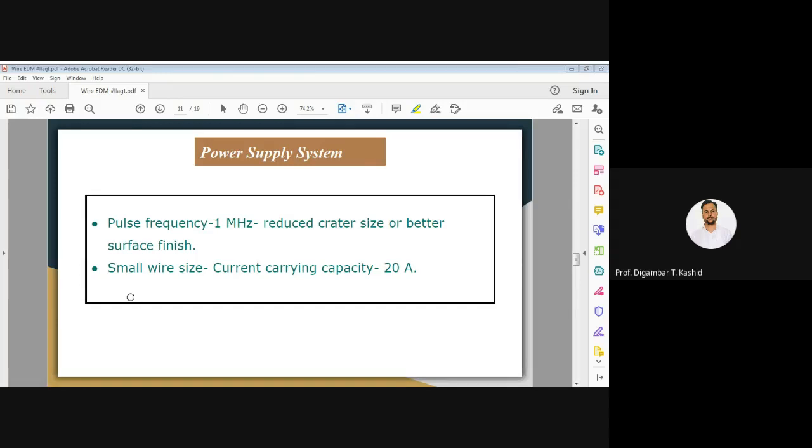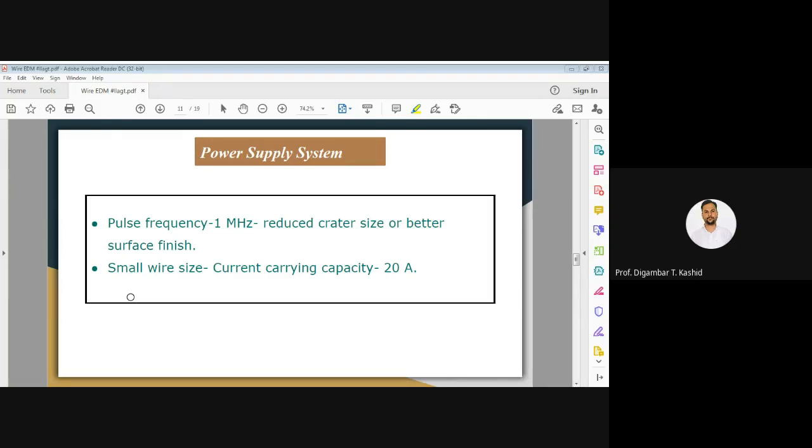Again, here I have written that small wires are used, and the current carrying capacity is less than 20 amperes. You cannot go beyond this 20 amperes, because the wire diameter is very small, so we cannot give more current to the wire.